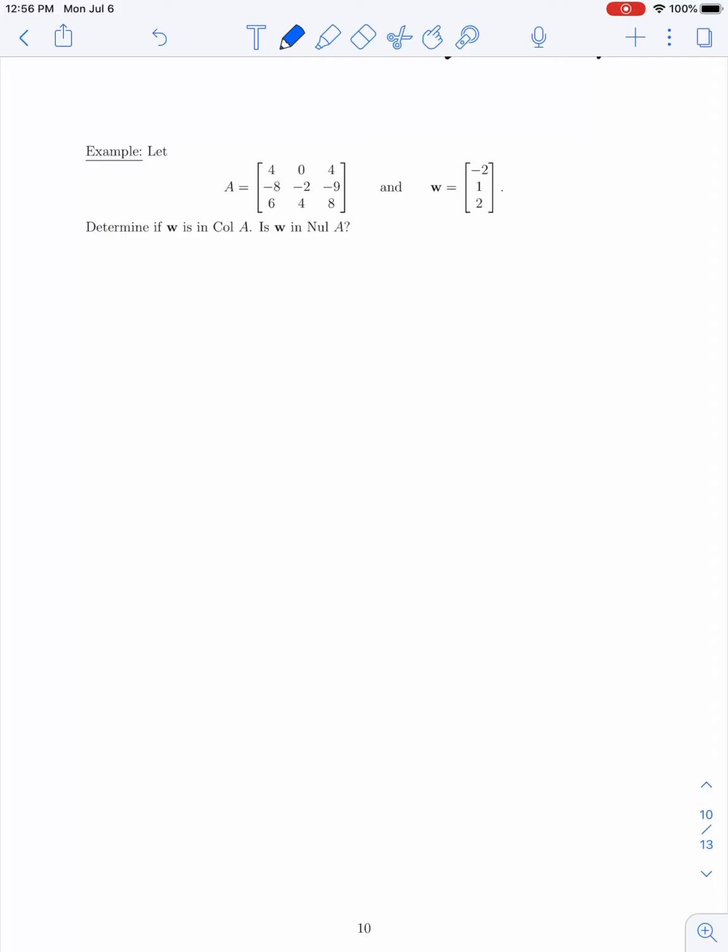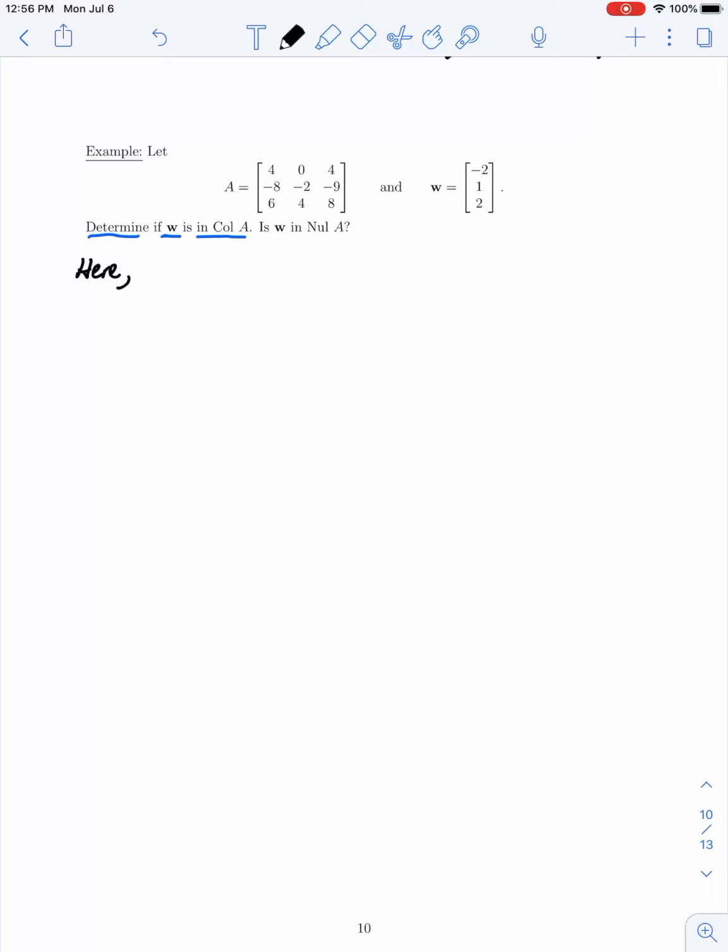In our next example, we have a matrix A, which is 3x3, and a vector W, a 3x1 vector. And we are asked to first determine if the vector W is in the column space of A, and then determine if W is in the null space of A. So to determine whether W is in the column space of A, let's consider what we have to find.